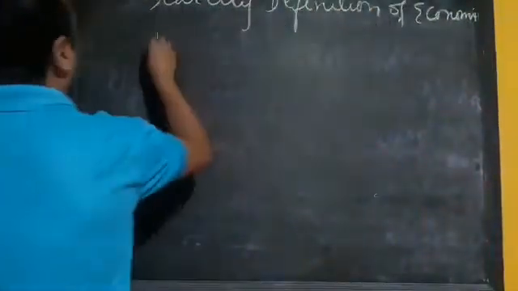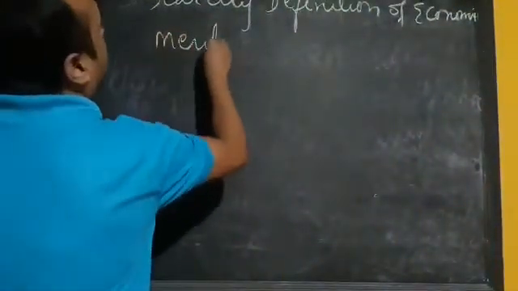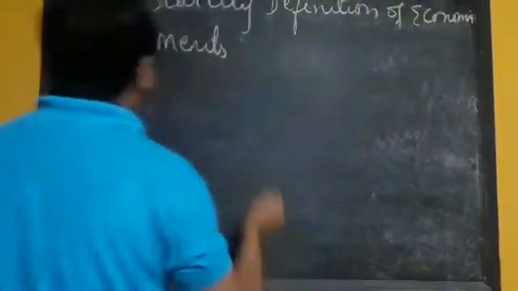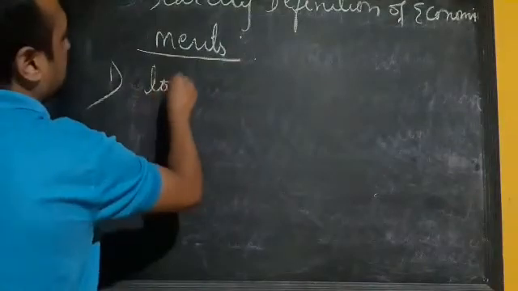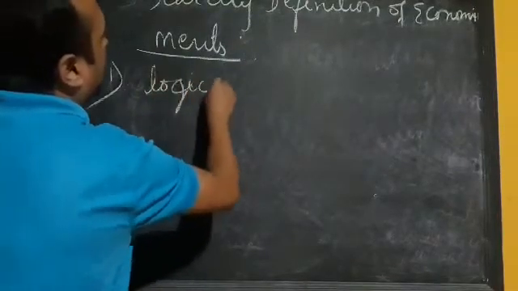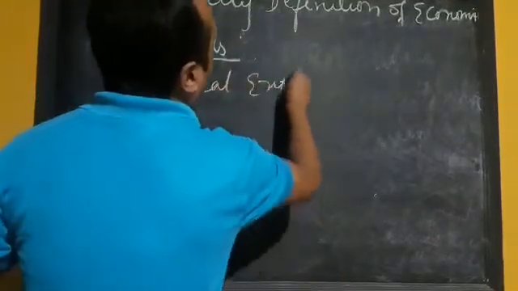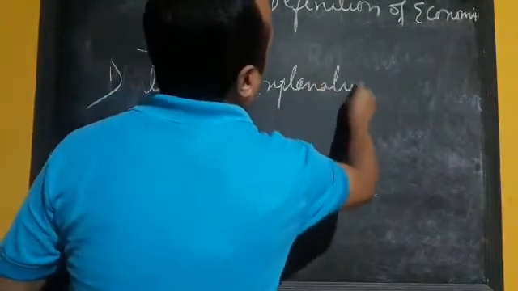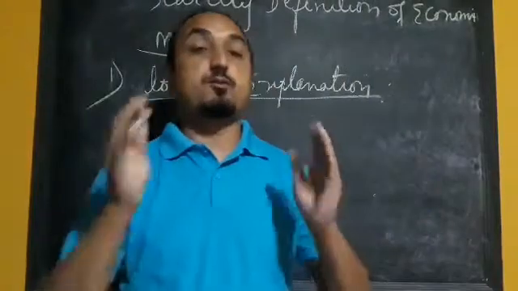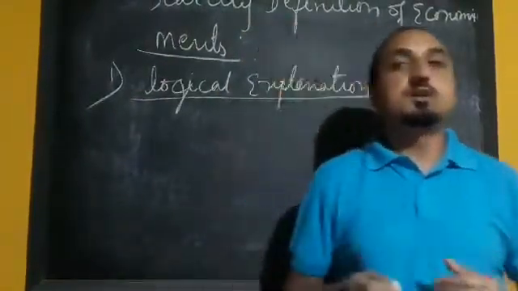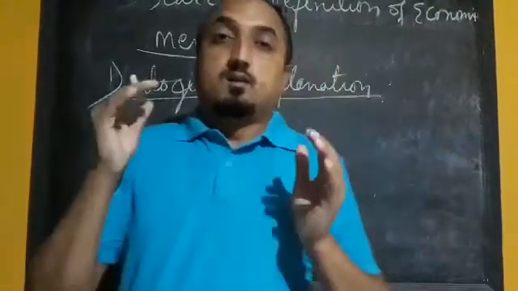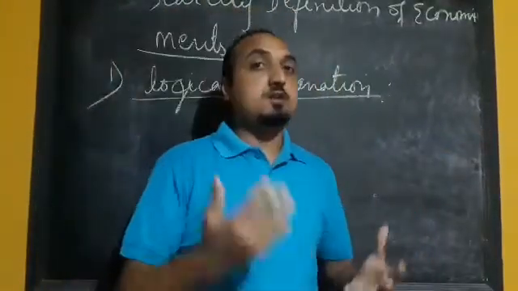So merits of scarcity definition of economics. The first merit we have is logical explanation. This is the first merit. If you read the book, you will get this point. Logical explanation. So why is this definition called a logical explanation?